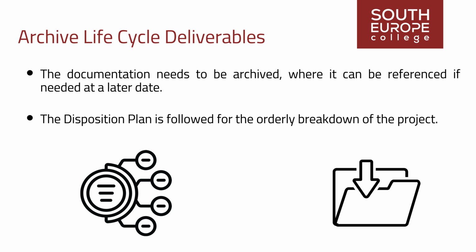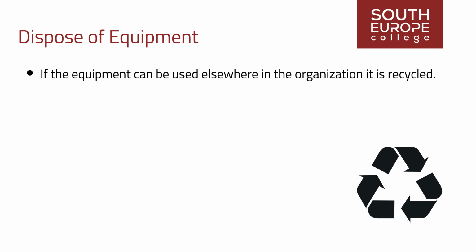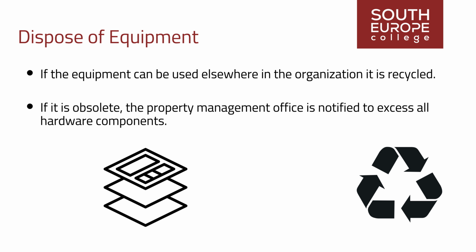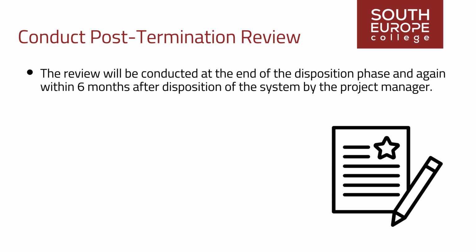The disposition plan is followed for the orderly breakdown of the project, its components, and the data within. If the equipment can be used elsewhere in the organization, it is recycled. If it is obsolete, the Property Management Office is notified to assess all hardware components. The review will be conducted at the end of the disposition phase and again within 6 months after disposition of the system by the project manager.